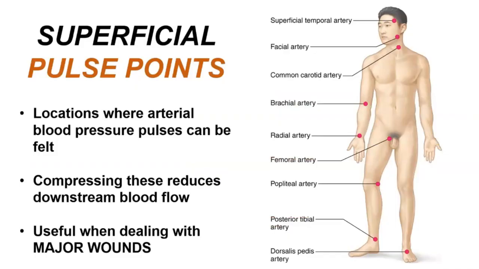So moving on to the superficial pulse points, I would like to ask you to please familiarize yourself with these superficial pulse points. This is where arterial blood pressure pulses can be felt through the skin. These are particularly helpful to know because compression of any of these arteries reduces the blood flow downstream to any arteries that are connected with them, which is particularly useful in dealing with major wounds because this can slow blood flow and slow down hemorrhaging if somebody is injured. Because the dorsalis pedis artery is the furthest from the heart, it tends to be the weakest of the arterial pulse points.